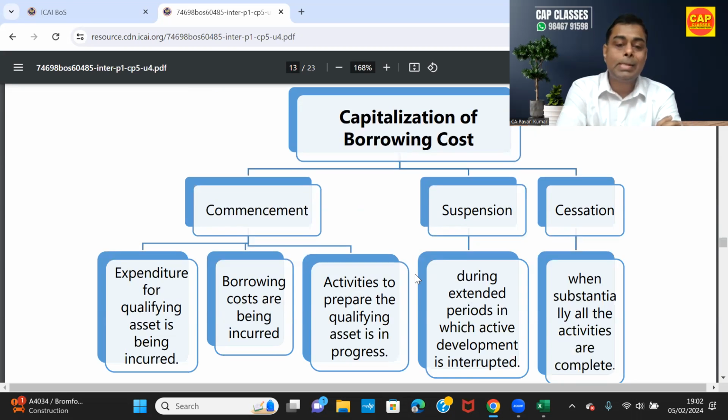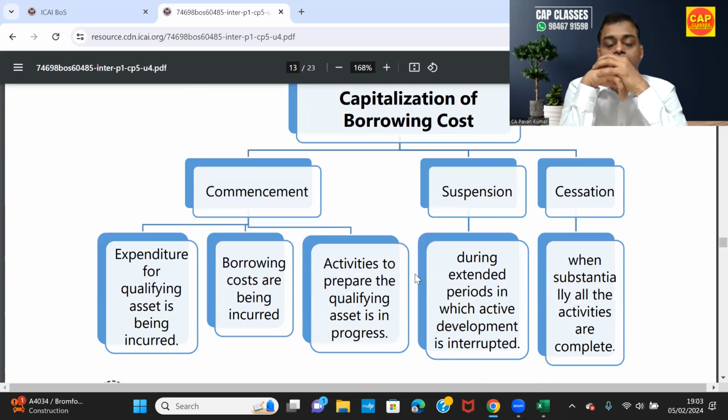Capitalization of borrowing cost is subdivided into 3 parts: commencement, suspension, and cessation. Under commencement, expenditure for the qualifying asset is being incurred, borrowing costs are being incurred, and activities to prepare the qualifying asset are in progress. Under suspension, during an extended period, active development is interrupted. Under cessation, when substantially all the activities are complete. So basically, they have given 3 paragraphs.